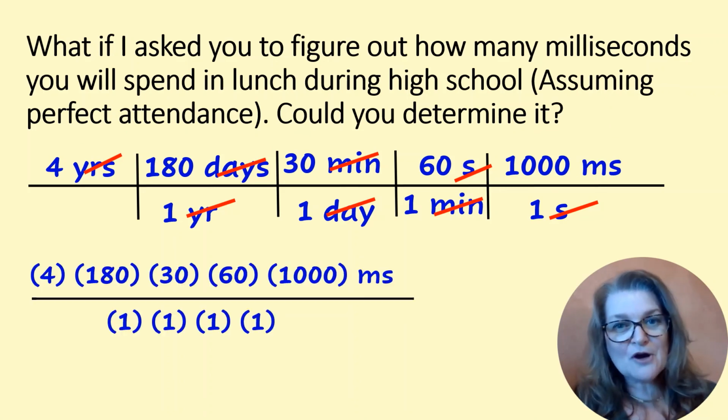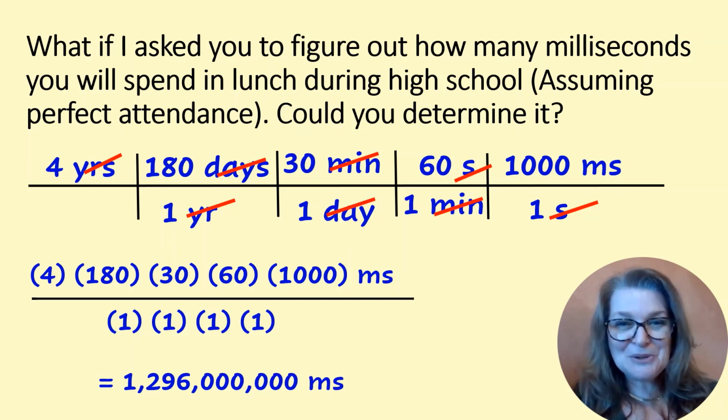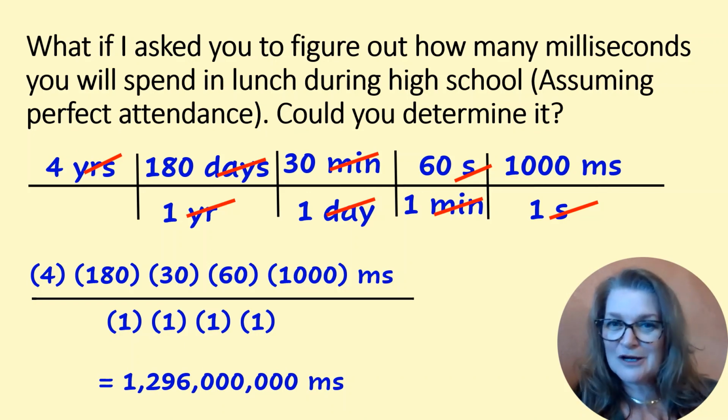We're going to multiply across the top, divide by the numbers on the bottom. In this case, the only numbers in the denominator are 1s, and dividing by 1 doesn't change anything, so we can ignore those. And we end up with an answer of 1,296,000,000 milliseconds. So by using dimensional analysis, we take out all the guesswork about when we multiply and divide, because the units tell us where the numbers go, and any number that's in the numerator we're going to multiply, and any number in the denominator we're going to divide.